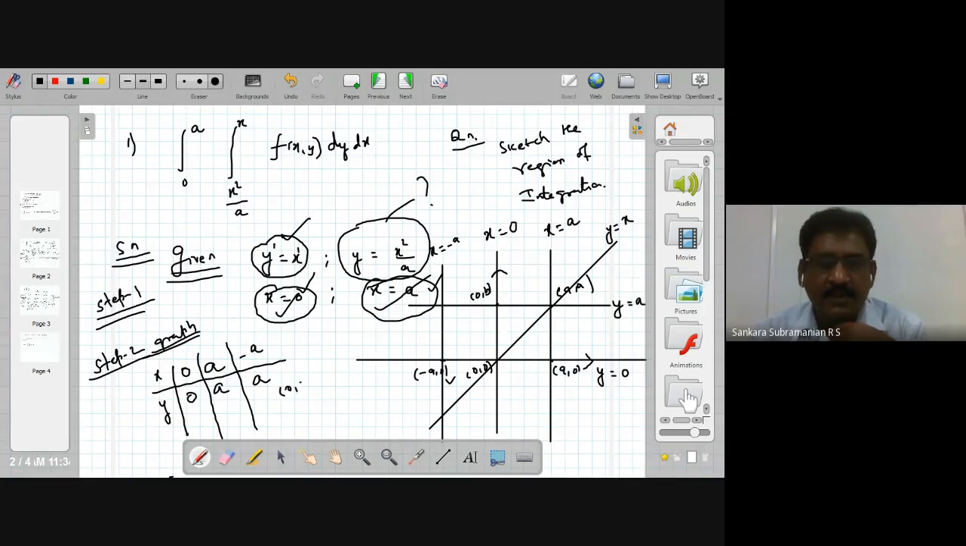So you have 3 points. One is 0, 0. Another one is a, a. Another point minus a, a. When x is minus a, this is a. So this is minus a, a. The point. So இத வந்து பாராபோலாவா வரையணும் அப்படின்னா எப்படி இருக்க போகுது?